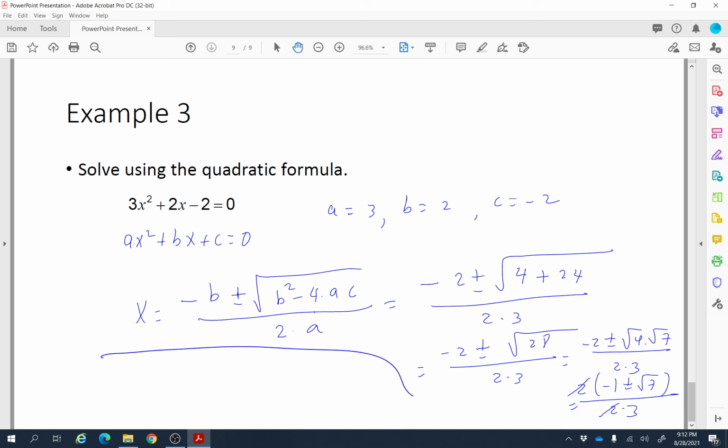So now, there are two solutions: x equals negative 1 plus square root of 7 over 3. That's the first solution. And another one is x equals negative 1 minus square root of 7 divided by 3. So these are the two solutions that are possible by using the quadratic formula.